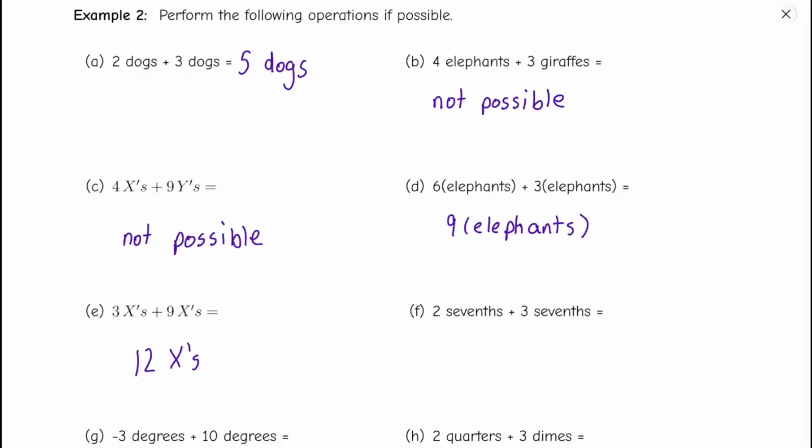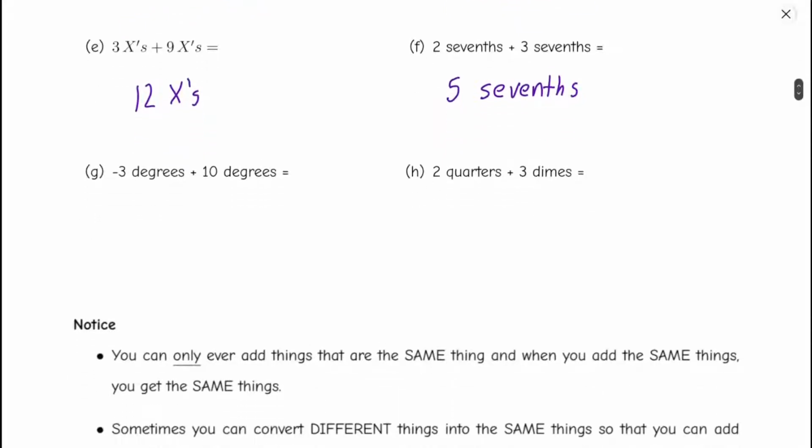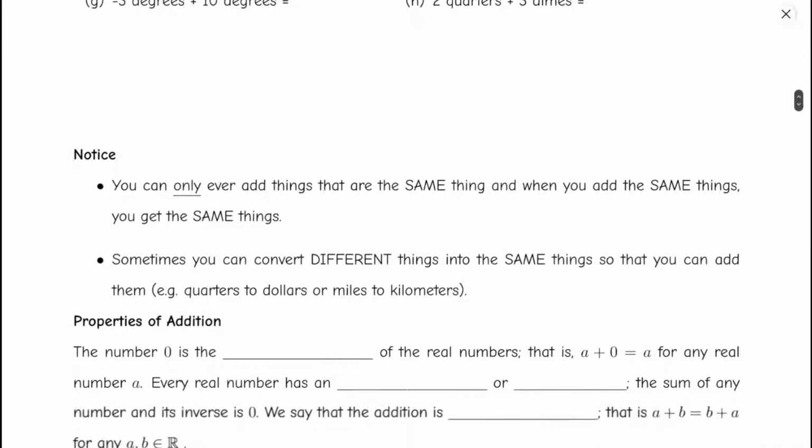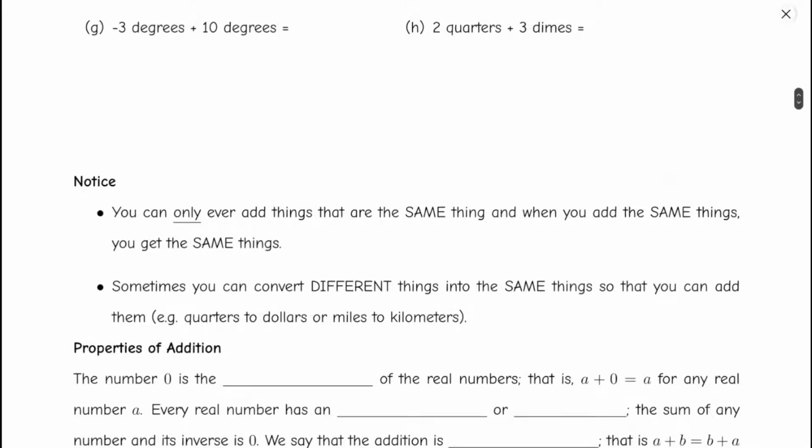Now F is the best way for me to understand anyway why you need common denominators in order to add fractions. Because if you read them in words like 2 sevenths plus 3 sevenths, I can see that sevenths are the same. So we end up with 5 sevenths. G, -3 degrees plus 10 degrees. That'll be 7 degrees.